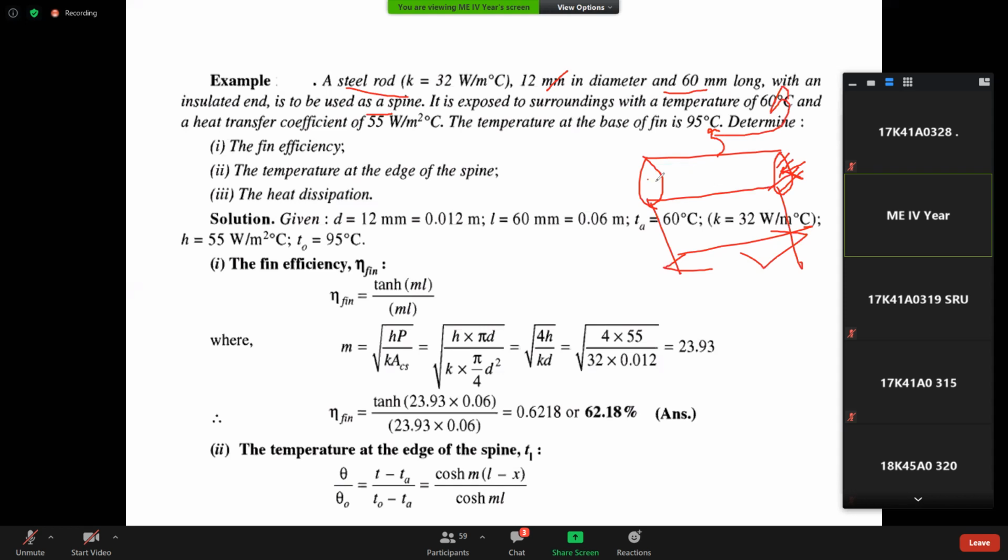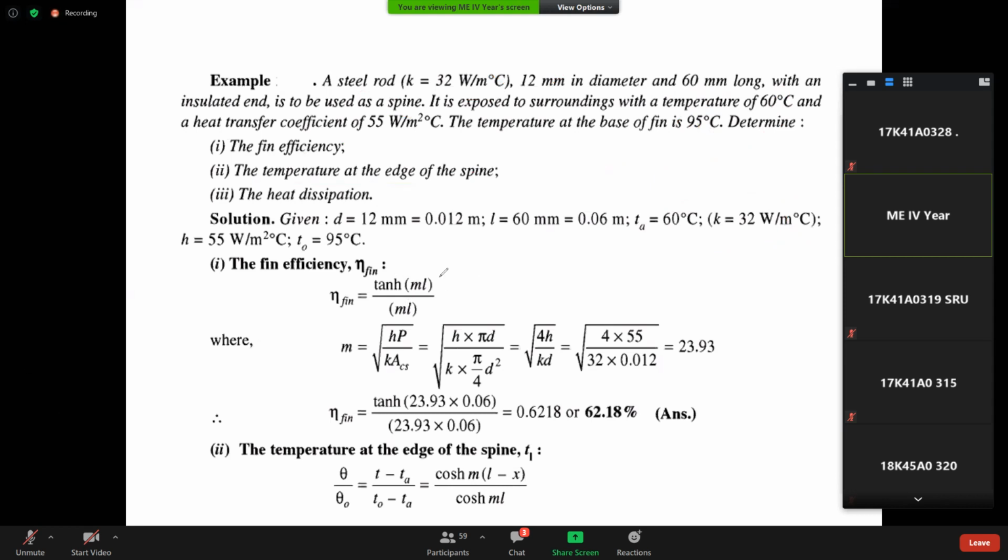The base temperature is 95 degrees centigrade, the fin base, let us say. Find the efficiency. The thermal conductivity is given as 32. The heat transfer coefficient is given as 55 watt per meter square. The fin efficiency we need to calculate. At the same time, what is the temperature at the edge of this spine, at this point? And the heat dissipation, how the heat is being dissipated. So these are the things we need to calculate.